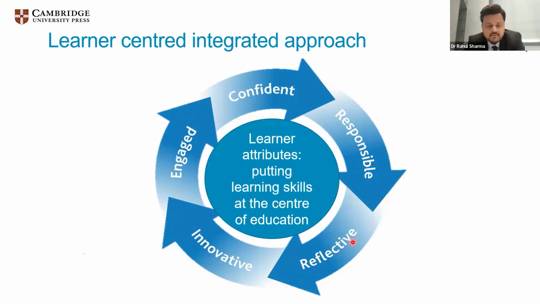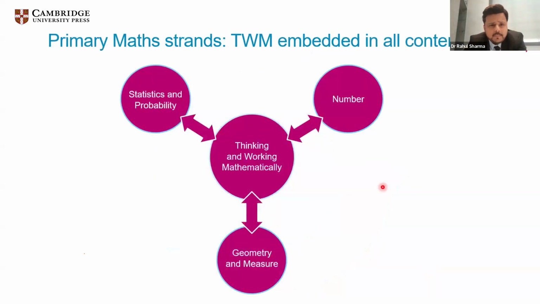So when we move ahead, we have to be thinking: responsibility, innovation, confidence, engagement, and reflective. These are the 5 characteristics of a Cambridge learner. When it comes to maths, very beautifully, primary math strands have been divided, as you can see, with thinking and working mathematically being the center of the whole curriculum.